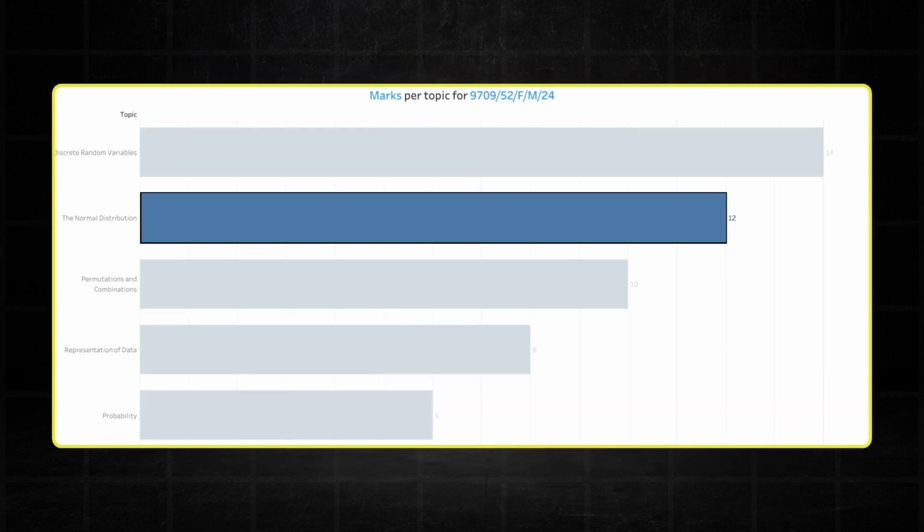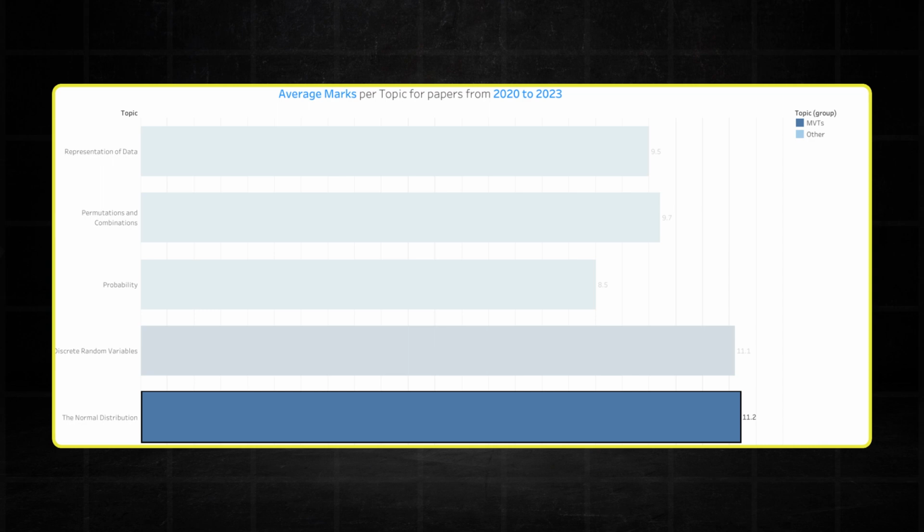I must say though that I am a bit surprised by the normal distribution's performance. I expected it to do a bit better than it did. Don't get me wrong, it performed better than its 11.2 mark average, and it actually was in check with its 11.7 and 12 mark averages that it recorded in 2022 and 2023 respectively.